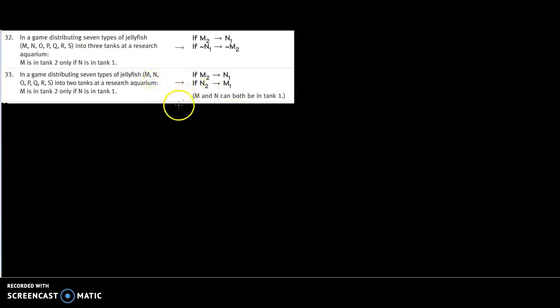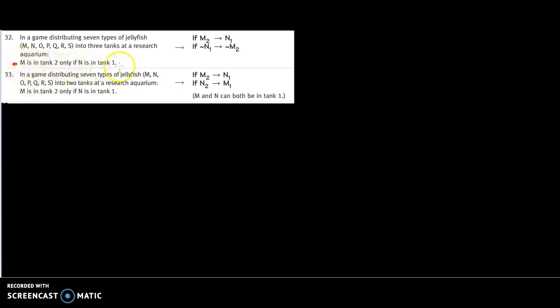Hello everybody. In this video, I want to try to explain the difference between the logical deductions made in situation 32 versus situation 33 as per student request. The confusing bit about this is that the scenarios in both of these cases are almost identical, right? We have this game where we're supposed to distribute these jellyfish into tanks, and the rule, put it in red here, for each one is the same.